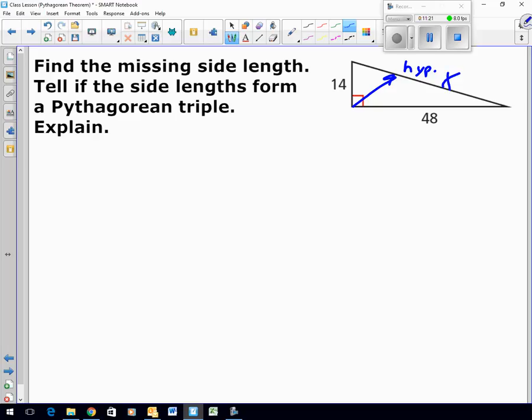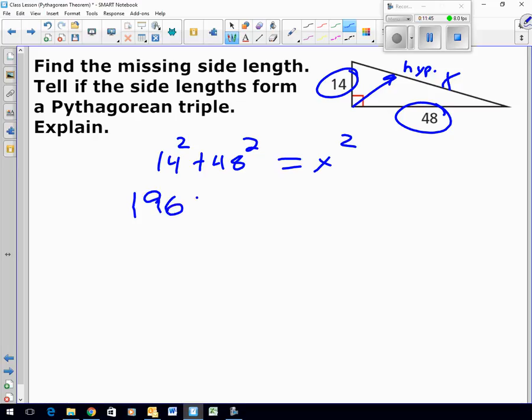X. Okay? Which means that when I plug in my Pythagorean theorem here, x is by itself on this side of the equation, and the other two sides, which are called the legs, are going to be 196 and 2304 by themselves on the other side. Okay? Take the sum of those legs after I square the values. 196 plus 2304 equals x squared. What is 196 plus 2304? Yes, 2500.